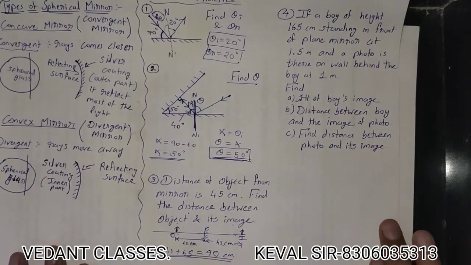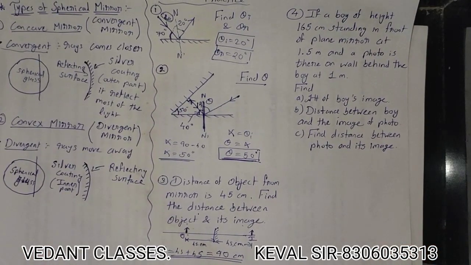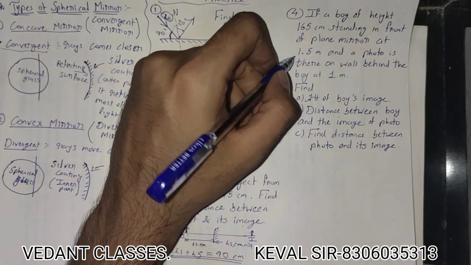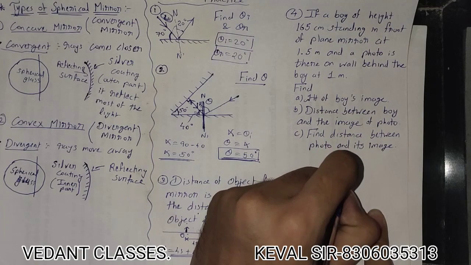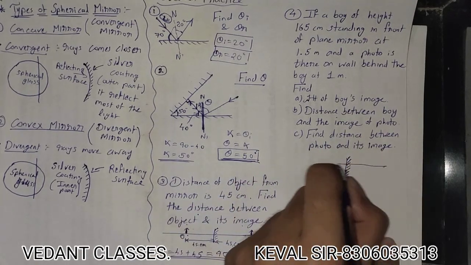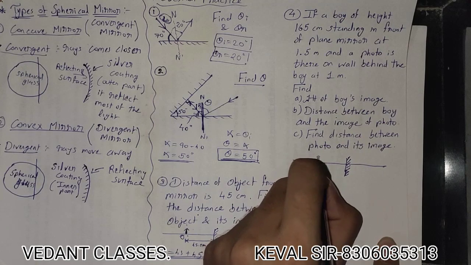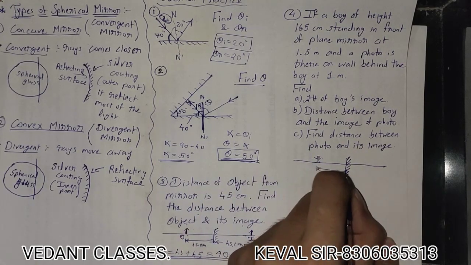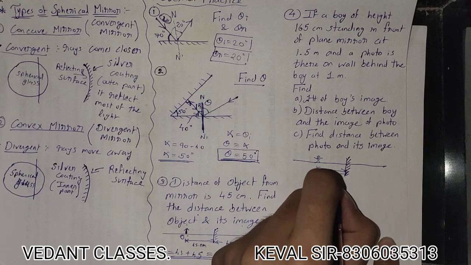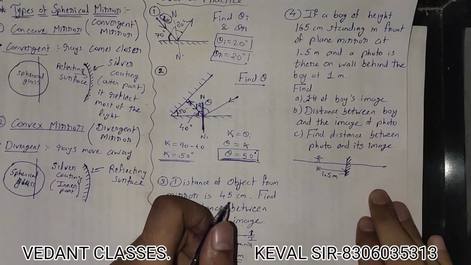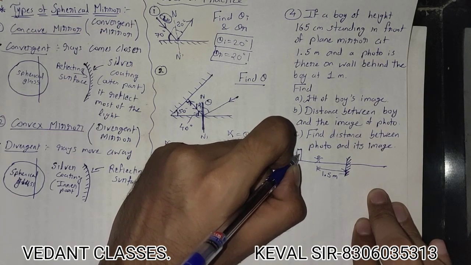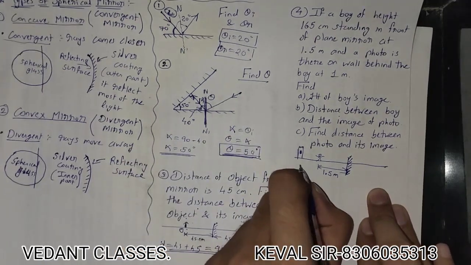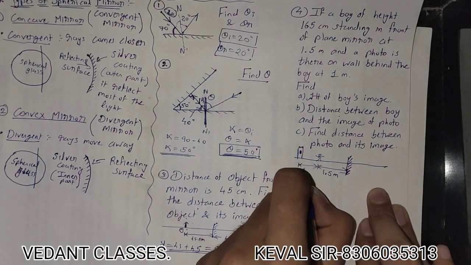In the next question, they said that a boy of height 165 centimeters is standing in front of a plane mirror at 1.5 meters. So let's just imagine the scenario. This is, let's say, a plane mirror that we have, and here a boy is standing at a distance of 1.5 meters in front of the plane mirror. And a photo is there on a wall behind the boy. Let's say here we have a wall and a photo is on the wall, that is 1 meter behind the boy.